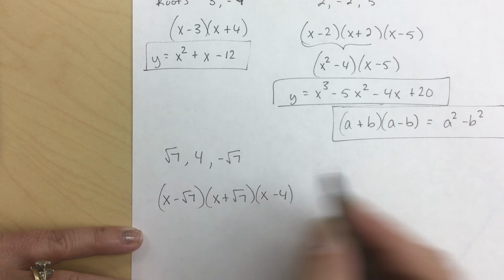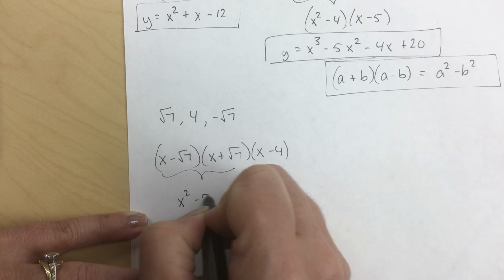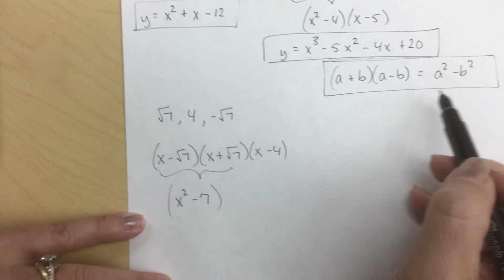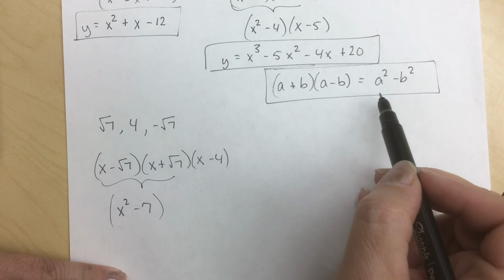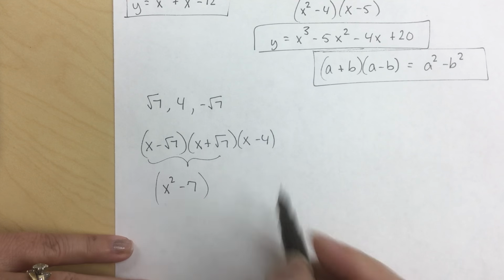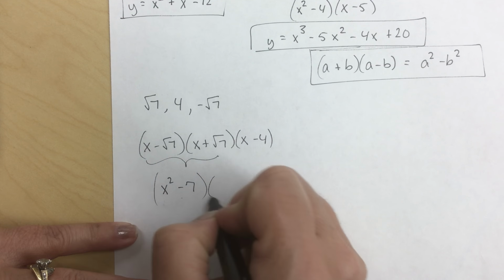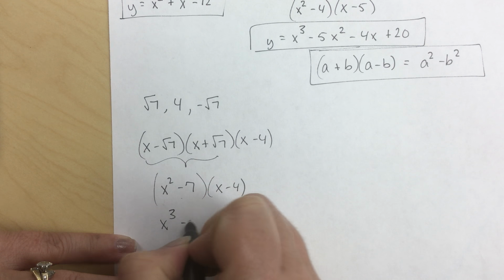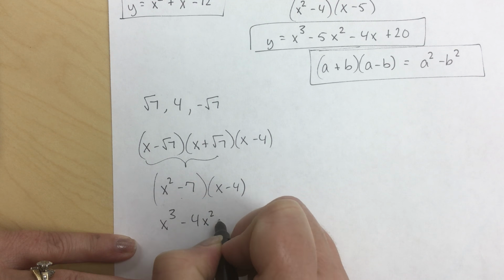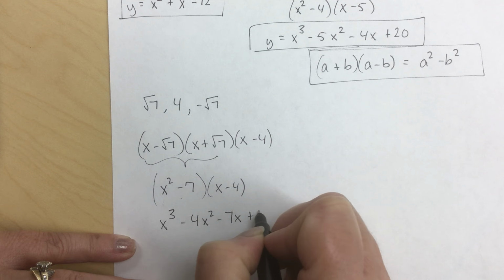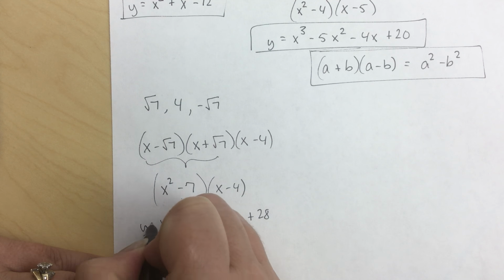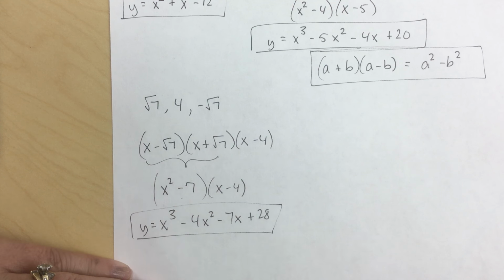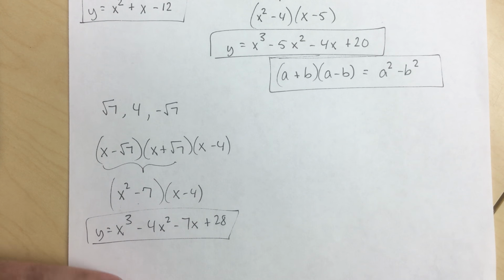And I would multiply those two together first. That will give you x squared minus 7 using this rule up here, okay? So first thing squared minus second thing squared, times x minus 4. That would give you x cubed minus 4x squared minus 7x plus 28. So that would be that, okay?